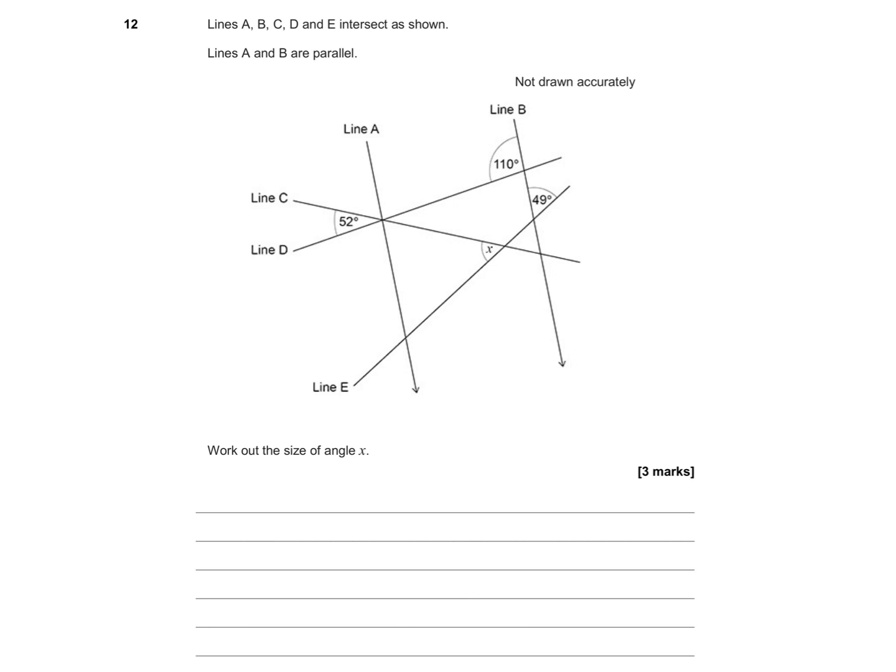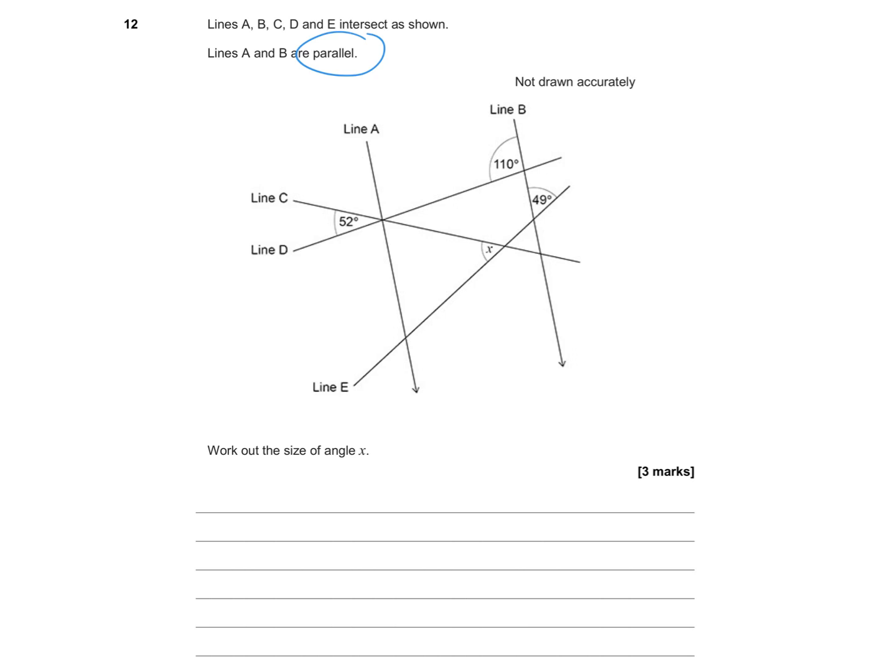All right, question 12, we've got a sneaky little angles question here. So lines A, B, C, D, and E, they intersect as shown in this diagram. And then they say lines A and B are parallel, right? When I'm thinking about parallel lines and I'm thinking about angles, I'm thinking about corresponding angles, alternate angles, and co-interior angles. Those are the things that I am thinking of. They also say work out the size of angle X.